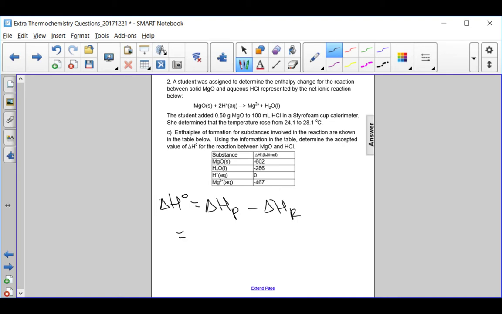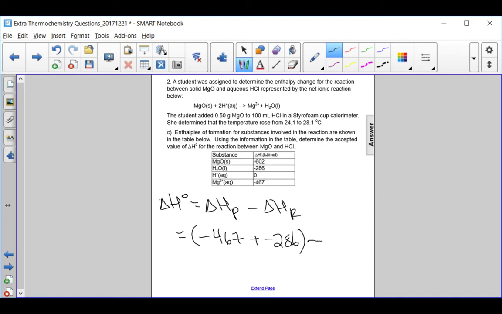So I can add the delta H formations for the products, add the delta H formations for the reactants, and then subtract them. So that's what I'm going to do. For Mg2+, that's my first product, I have minus 467 kilojoules per mole times 1 mole of Mg2+ from the chemical equation. Plus, same thing for water, minus 286 kilojoules per mole times 1 mole.